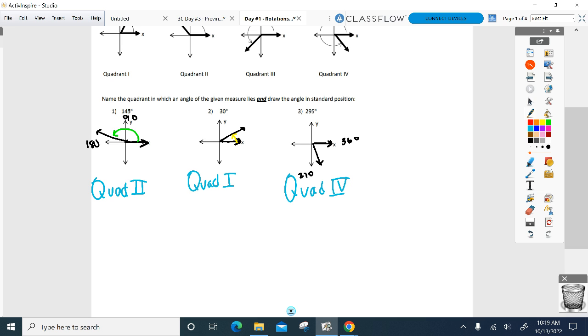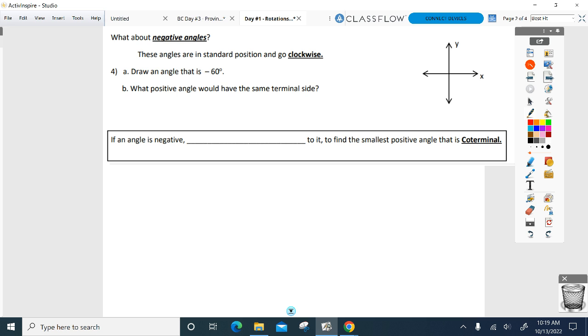Rotational arrow always starts on the x-axis. Since it's positive, I go counterclockwise to the terminal side. Questions on how to graph a regular positive angle? Because now I'm going to flip the script on you. Can you graph negative angles? Darn right you can.